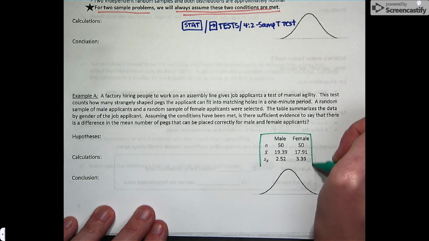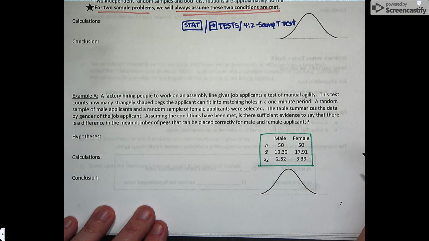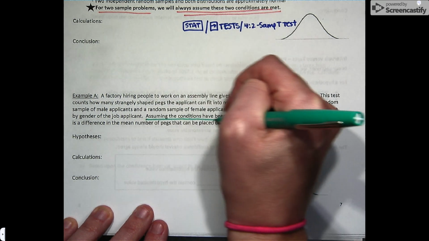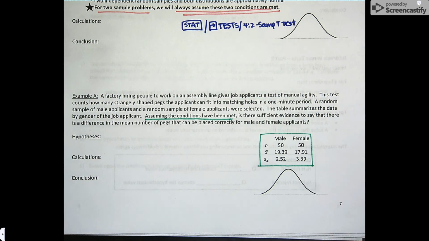So this is a nice little table for us to look at over here. Assuming the conditions have been met. Once again, if it's two sample, they're going to let you assume those have been met. So that's super nice. We don't have to check the conditions on two sample.